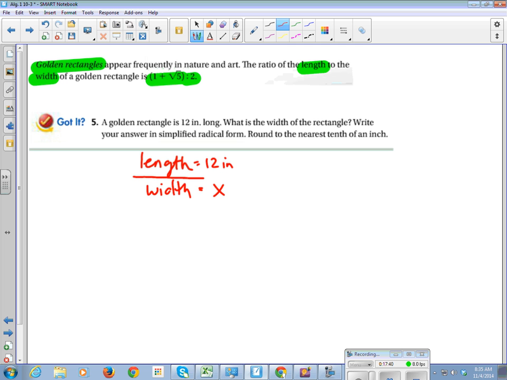So a ratio usually implies a fraction. So length to width for this scenario is 12 over x. And in the above, it says the length to width of the golden rectangle is 1 plus root 5 over 2. So this is how I like to solve problems like this. Here is our real problem: length to width is 12 over x equals 1 plus root 5 over 2. I'm just going to cross multiply.